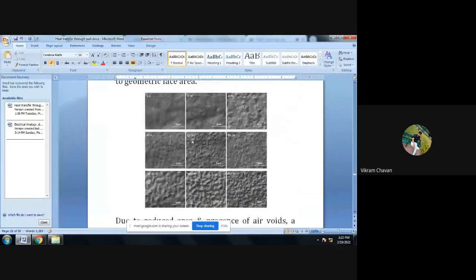And if you see these zoomed pictures, these are zoomed pictures made by using magnifying glasses or by using telescopes. So you can see that on a plane surface also there are some crests and troughs present over there.